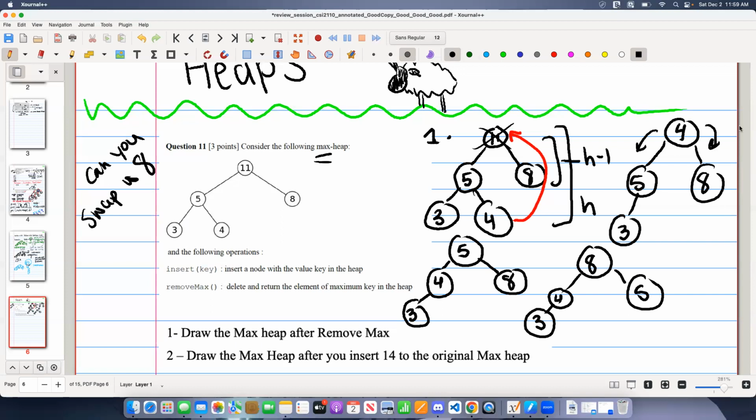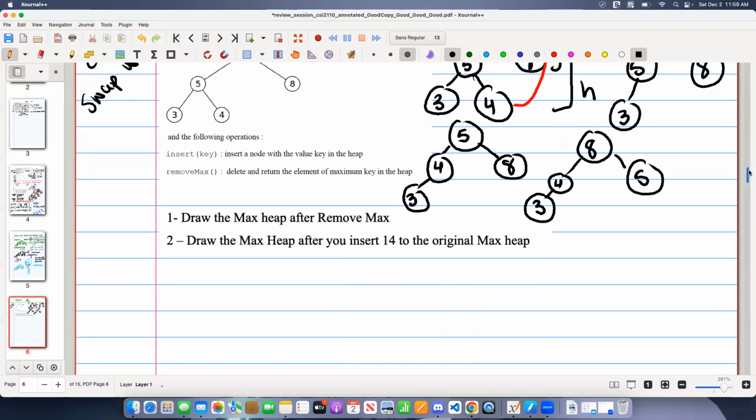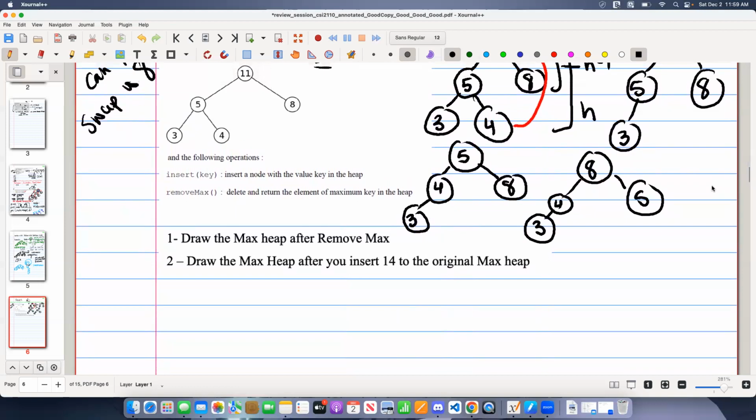Okay, now we're gonna draw the max heap after you insert 14 into the original. Okay, so the same thing, we're trying to keep a complete tree in terms of shape. So we have, here, I'm just gonna write it to the side: 14, 5, 3, 4, and then 8. Where are we gonna add 14? Well, we're trying to keep it to be a complete tree. So we're gonna add it to the left of 8. So 14. I tried to stress that this is the left.